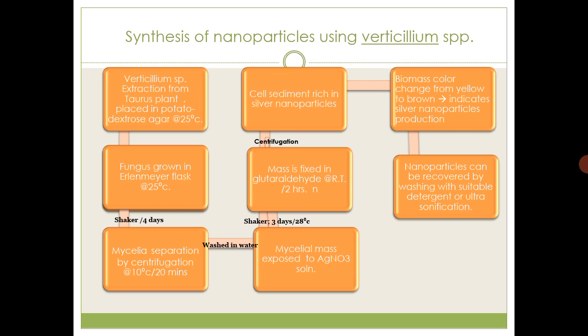Now we can use another method for checking the synthesis of these particles simply by adding some amount of AgNO3 solution in a medium, and then we inoculate this species, and if our species is able to synthesize, then the colonies will appear. So this is another way of checking the synthesis of the nanoparticles.